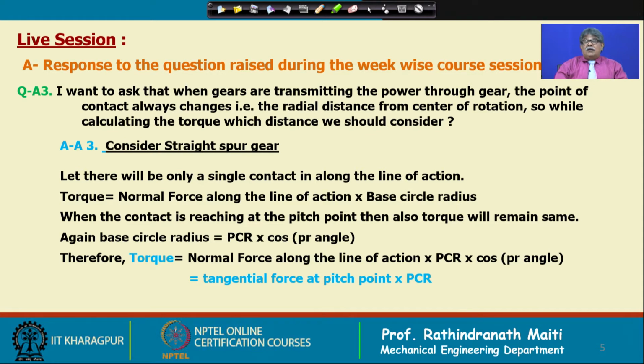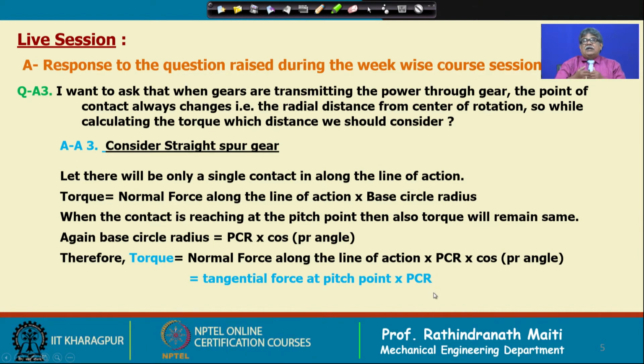Okay. Now, if this point comes to the pitch point, let us consider only single contact. Then, considering this per gear, what will be there? The pitch circle radius into cos alpha is the base circle radius, and you can read it. If you then multiply the normal force into cos of that angle, that will give the tangential force at the pitch point, and the pitch circle radius.